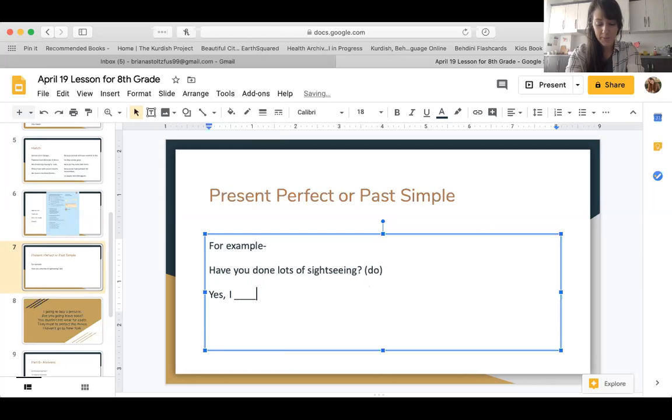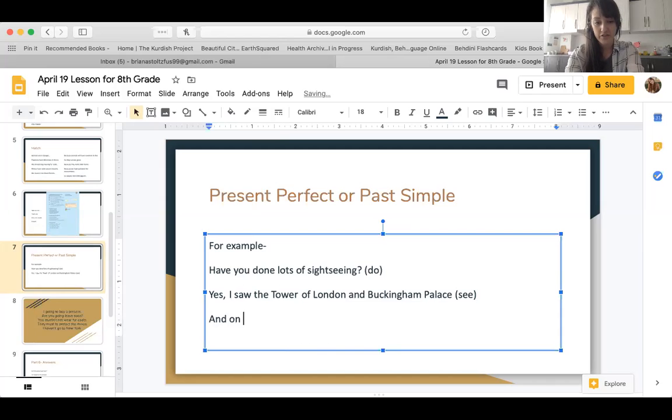All right, let's do the next one. Yes, I, Tower of London and Buckingham Palace. All right, our verb is see. How do we put see in past simple? Saw. Yes, I saw the Tower of London and Buckingham Palace.